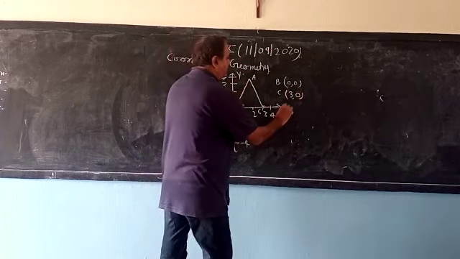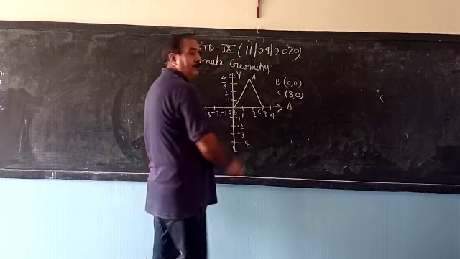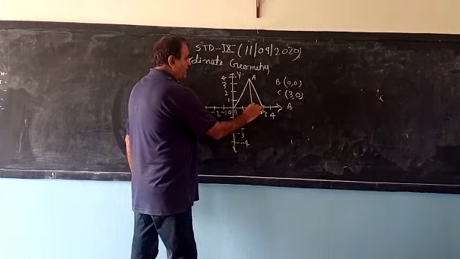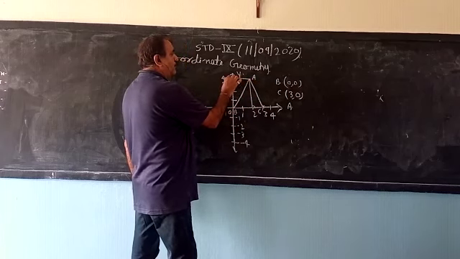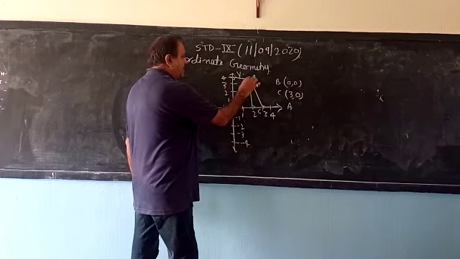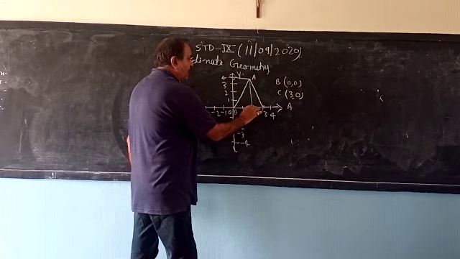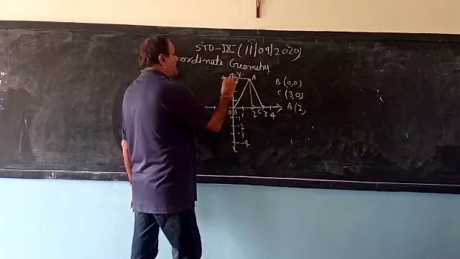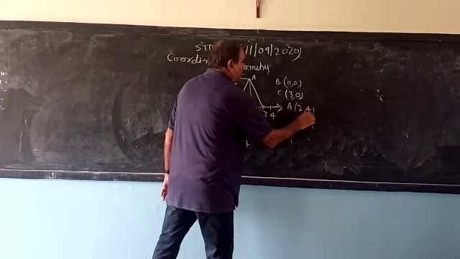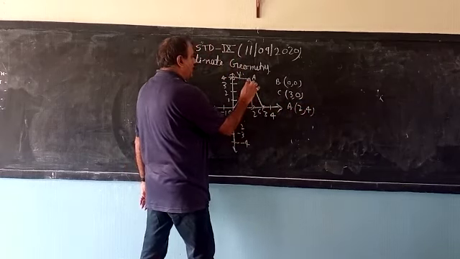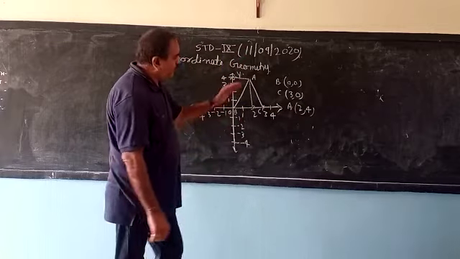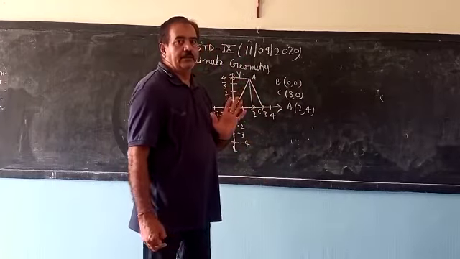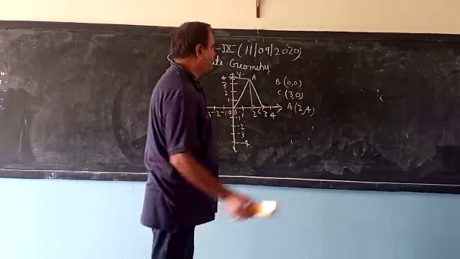Next for A. How to find A? From here draw a perpendicular on the x-axis, and from here draw a perpendicular on the y-axis. So what is the x-axis value? The x value is 2. What is the y-axis value? The y value is 4. So the coordinate of A is (2, 4). This way, when a diagram is given in the question itself, you have to find the coordinates. You follow?